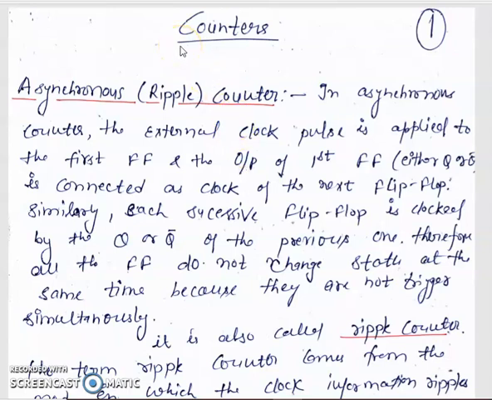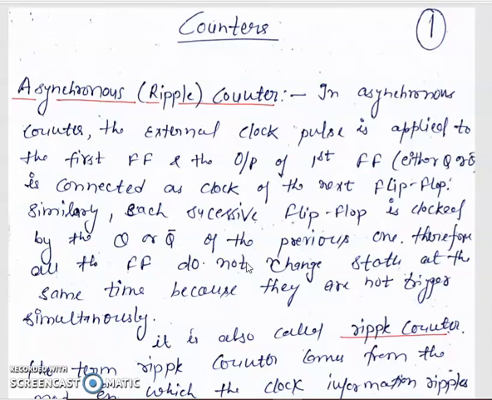Counters are categorized into two types. The first one is the asynchronous counter, also called the ripple binary counter, and the second one is the synchronous counter. After that, we will become familiar with up and down counters and what the modulus, or mod number, is. Let's start with the basics of counters.